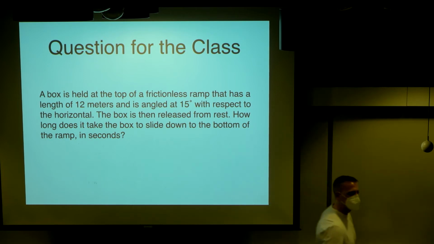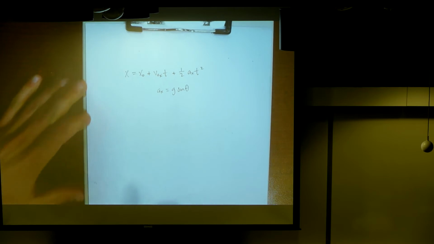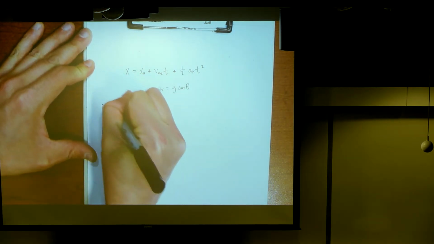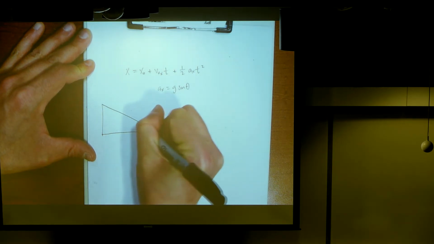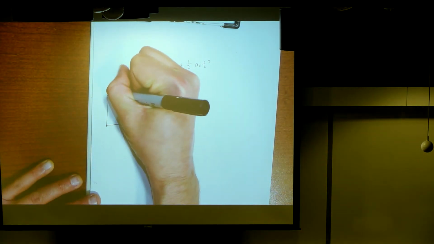Okay, I see a few of you have this one already. Let's go through it. So, here, let's start with this. Let's draw a picture. This might make things easier to visualize. So we have the ramp, which is angled at theta equals 15 degrees. We start with the box up here at the top of the ramp.